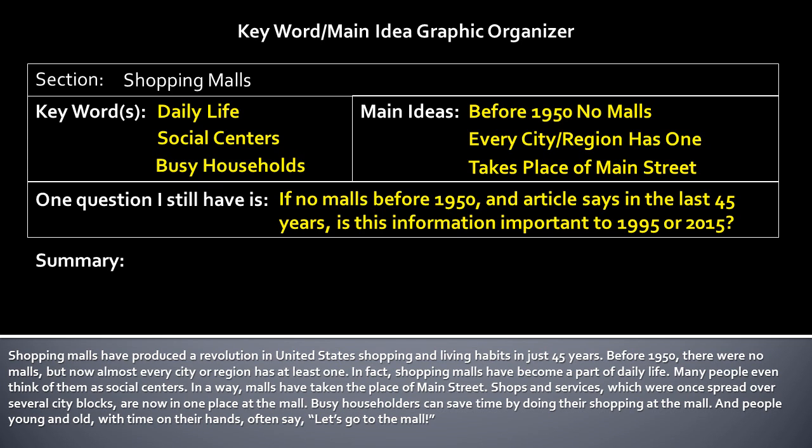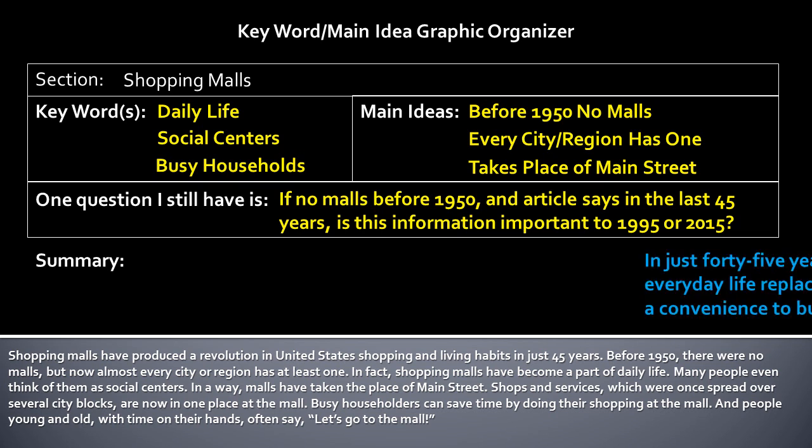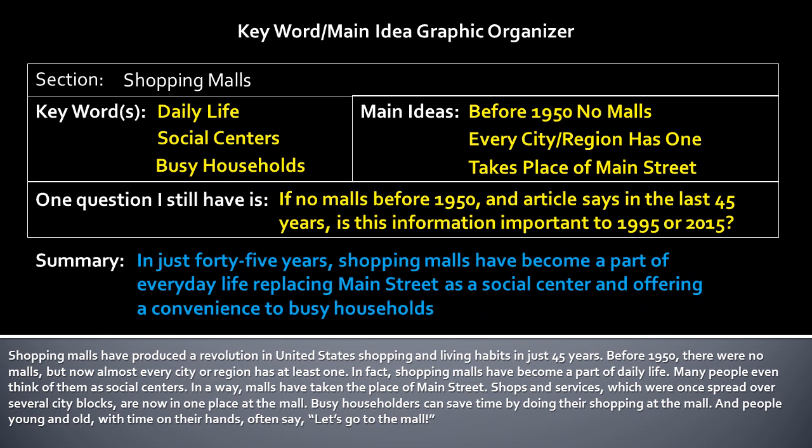Can we reflect on these main ideas of before 1950, no malls, and every city region has one, and it takes place on Main Street? Yes, we can. This is how we can look at it. In just 45 years, shopping malls have become a part of everyday life, replacing Main Street as a social center and offering a convenience to busy households. About the only thing that's missing here in this sentence is a period.